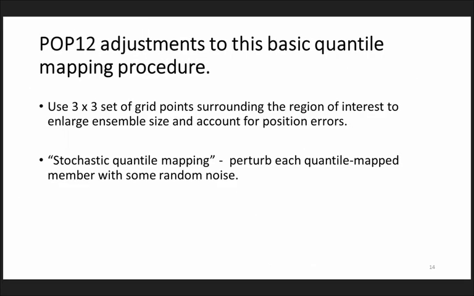So on top of that basic quantile mapping procedure, we're going to add a couple more things to improve the forecast skill. One thing that we'll do is to not just use the data at our particular grid point, but to also use some surrounding grid points. I'll go into that in the following slides. And we will also incorporate stochastic quantile mapping, and I'll go into that also. Next slide.